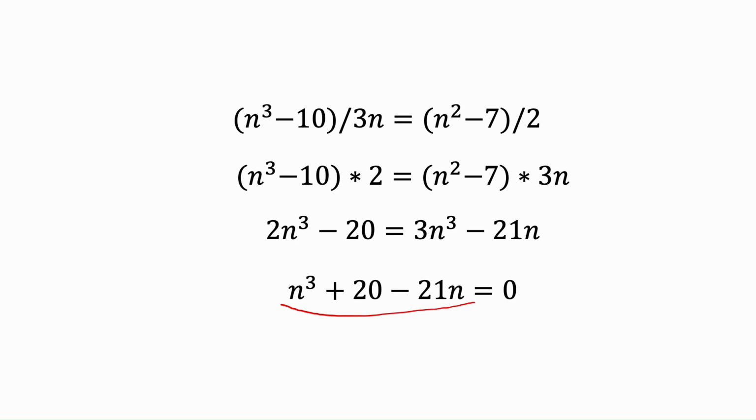For this equation, we can try simple numbers like 0, 1, or -1 and check if they're going to work on this equation or not. So in this equation, 0 doesn't work. It's going to be 0 plus 20 minus 0, which is going to be 20. 20 is not equal to 0. So let's try 1. 1 is going to be 1 plus 20 minus 21. So good, this is 0. So 1 is one of our roots.